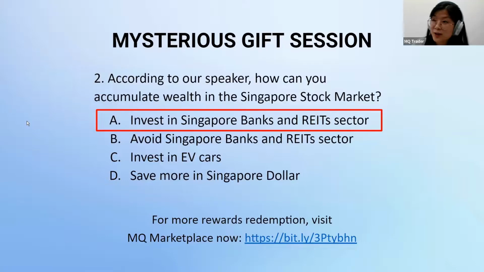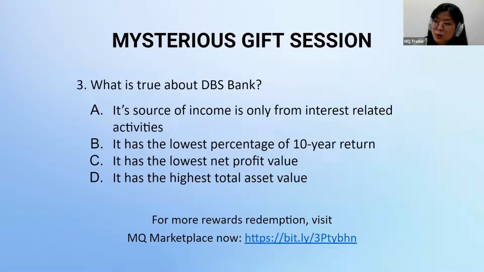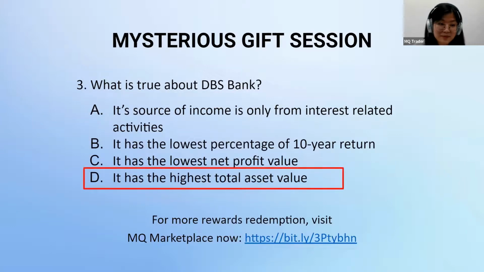Get ready. What is true about DBS Bank? A, B, C, or D? Okay, so the answer is D. It has the highest total asset value among all of the banks shown on the screen. Let's see who got the correct answer.